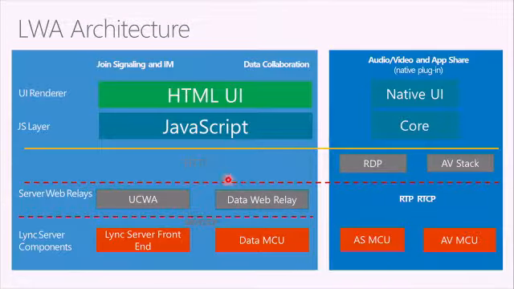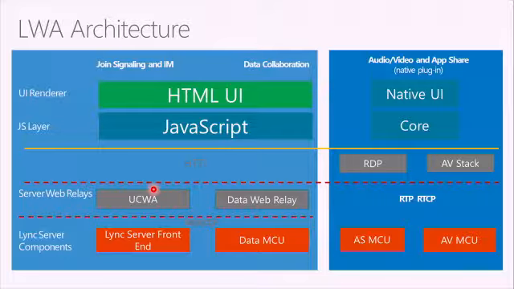On the left-hand side here, we have our base architecture for the rendering layer, which is all based on HTML. We have a JavaScript component that we can use for the join launcher and so forth. All of that's the HTTP layer going through either UCWA or our data web relays, depending on what we're talking to, right?